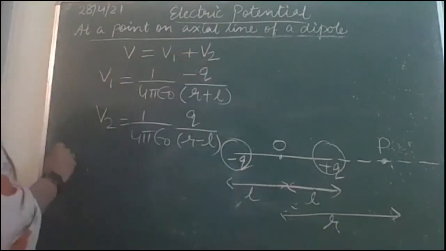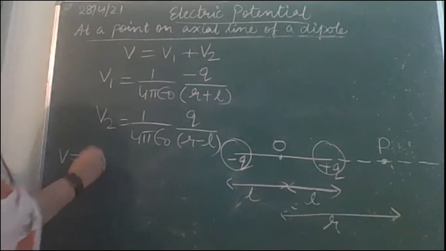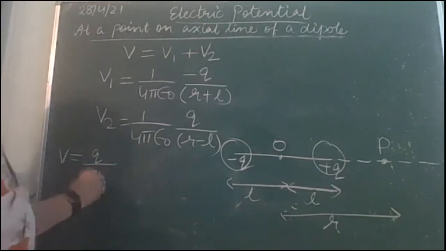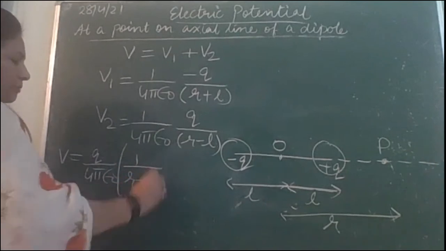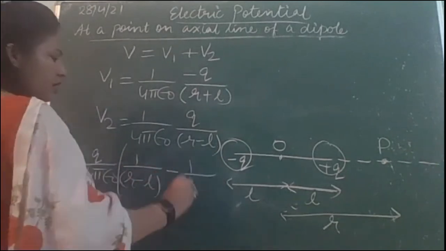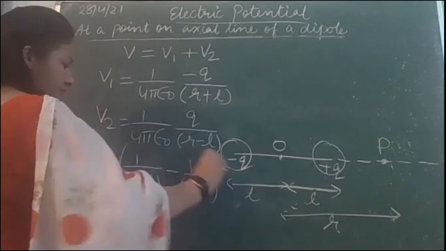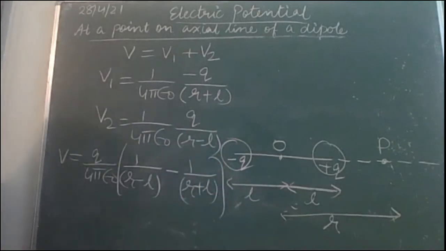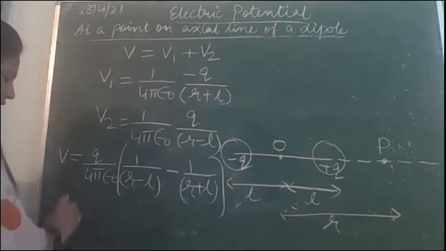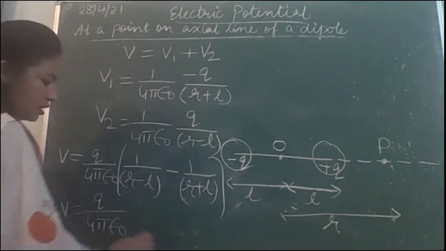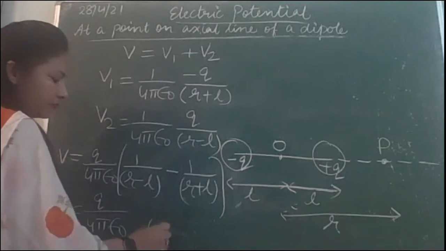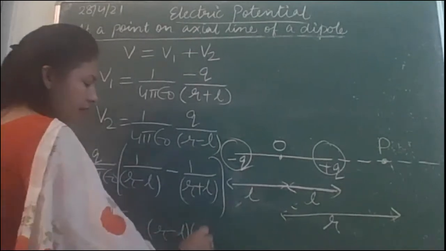We will add them now to find the total potential. Take q by 4 pi epsilon naught common. So you get inside, 1 over r minus l minus 1 over r plus l. Now we have to solve, take the LCM. See what you get? V is q over 4 pi epsilon naught, and in the denominator you have r minus l into r plus l.